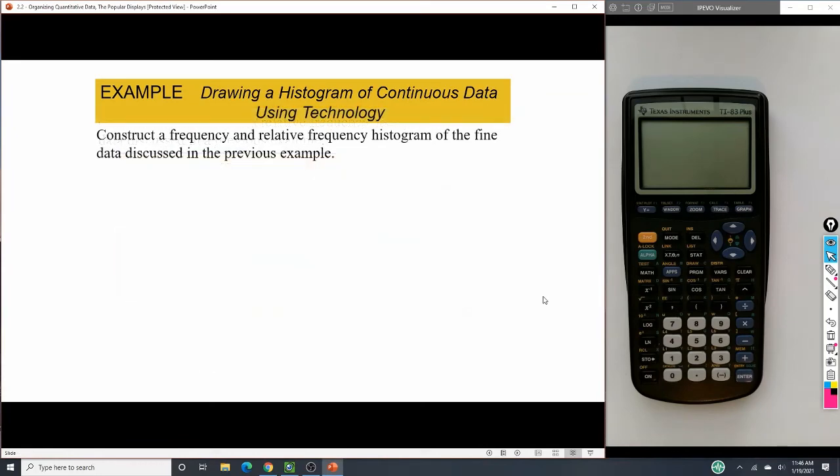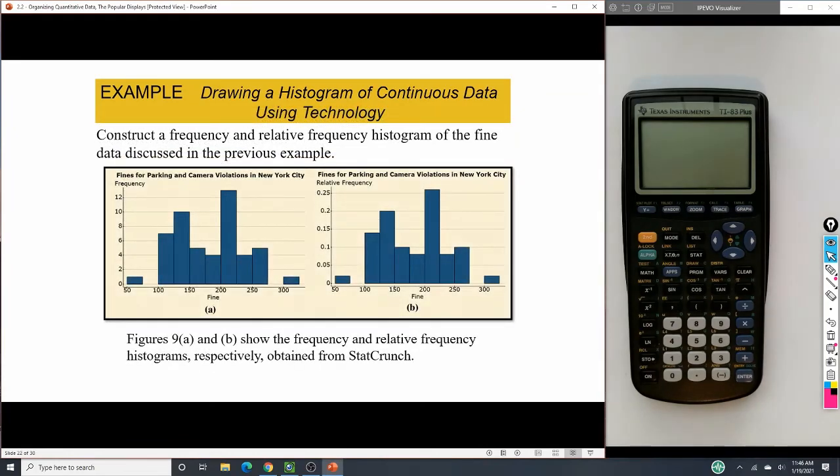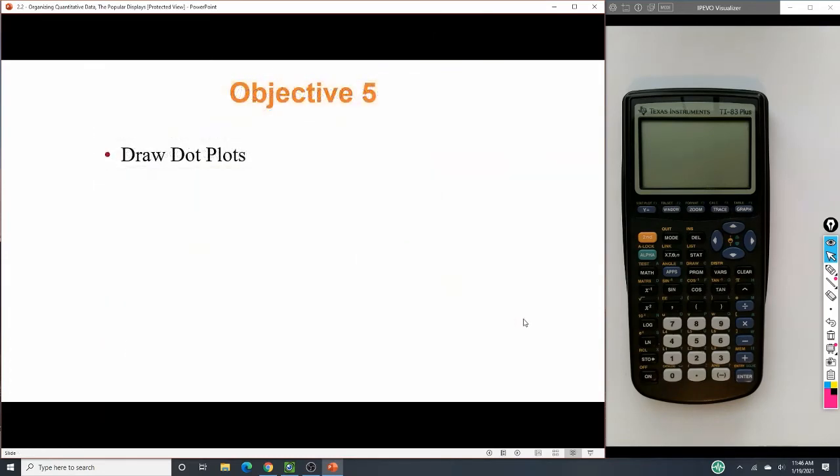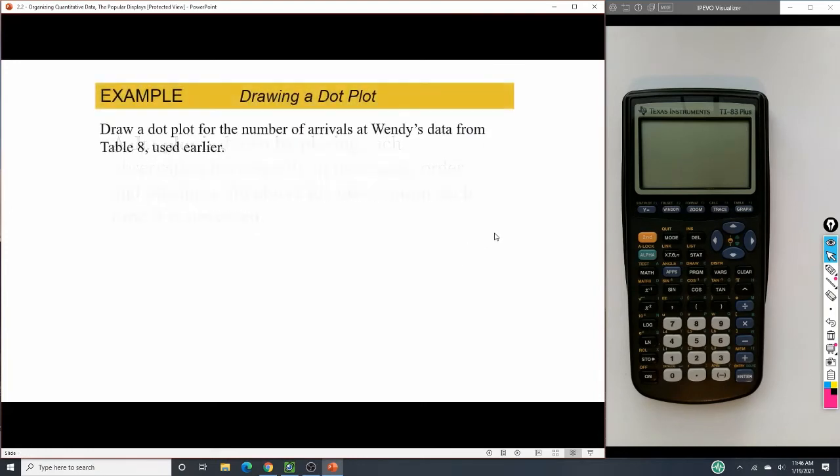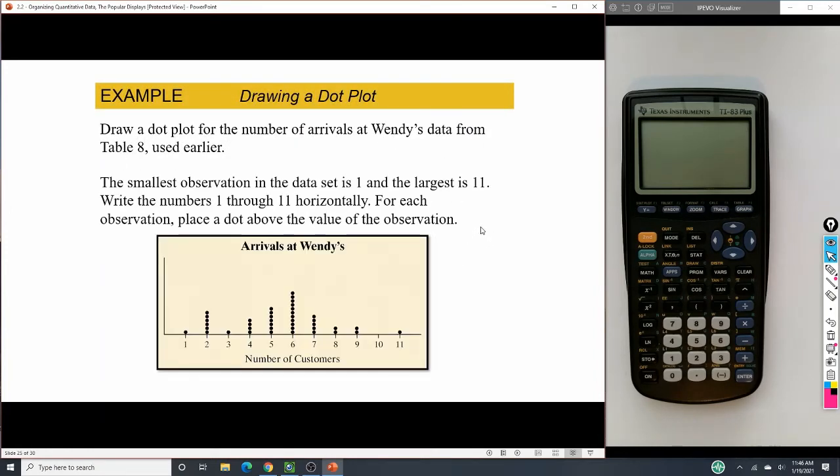Okay. All right, and so this is just using, again, a computer program to do the same thing. Okay. Now we can also represent these things through dot plots. A dot plot is drawn by placing each observation horizontally in increasing order and then placing a dot above each observation. So it's almost like we're doing the tallies, but we're using dots instead, okay? And so this is what it looked like for that Wendy's example that we had earlier. And so you're just putting those dots up there, and to know how many there are, we would count the dots on those and be able to see them.